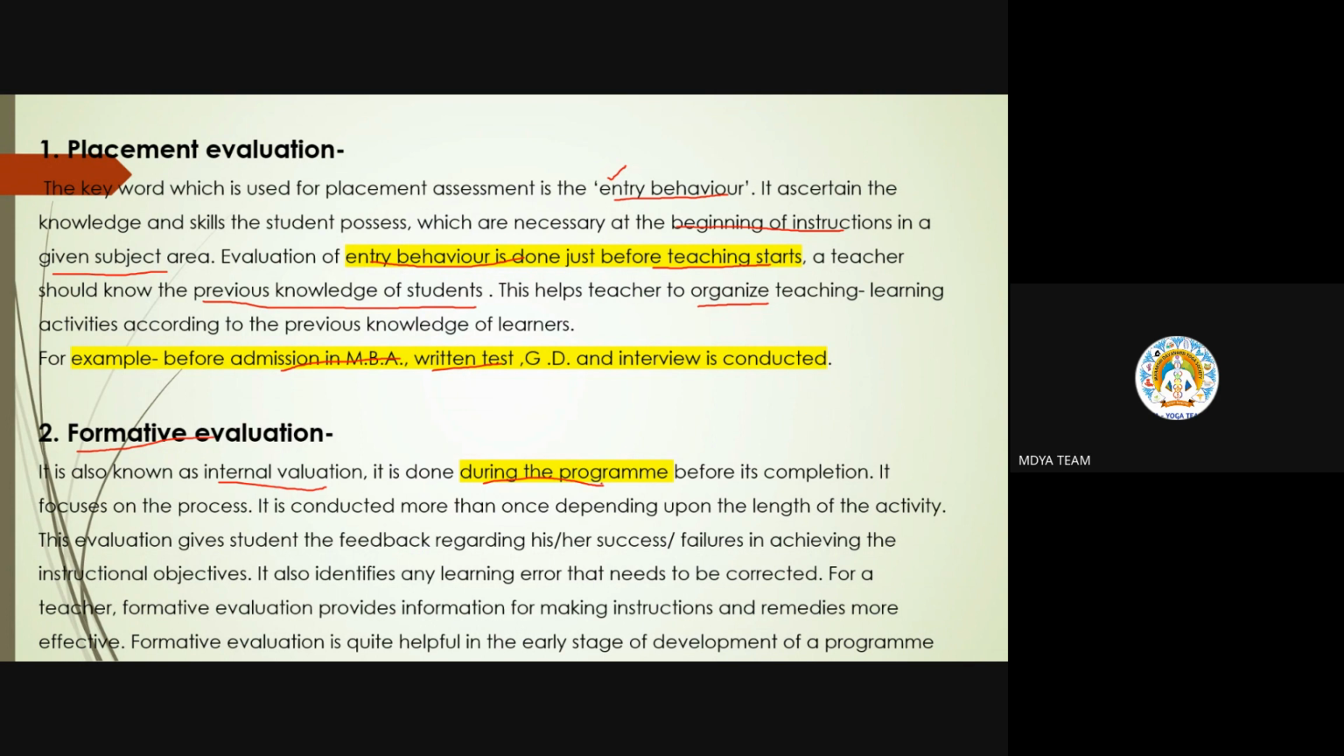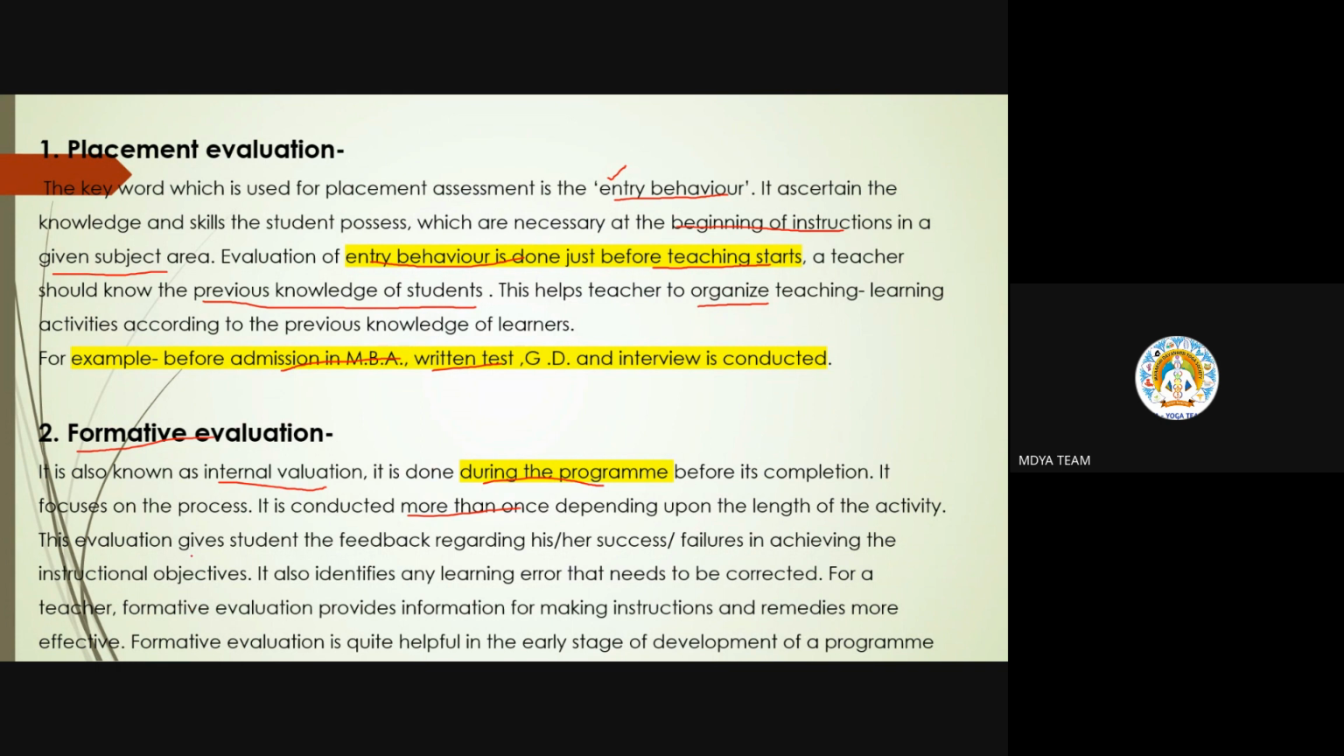It is done during the program before its completion, like formative assessment 1, FA1, FA2. So it can be done more than one time. It focuses on the process. It is conducted more than once, depending upon the length of the activity.